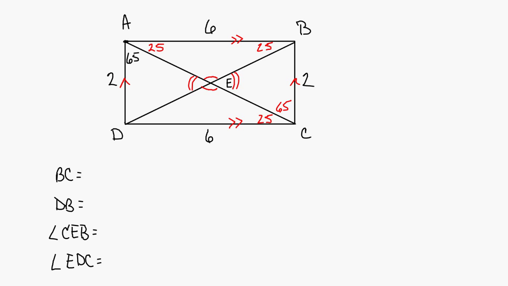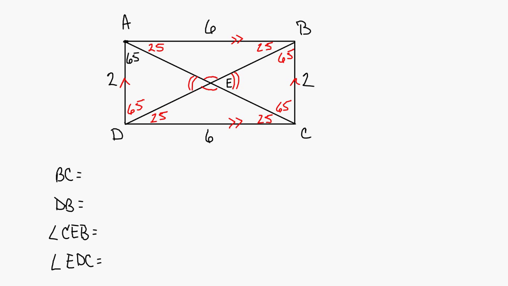Which makes this angle in here, EBC, 65. So over here around vertex D, you got angle ADE, and it would be 65. And angle EDC would be 25. And then around to where the diagonals intersect.